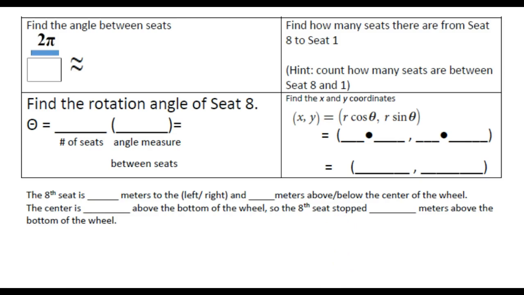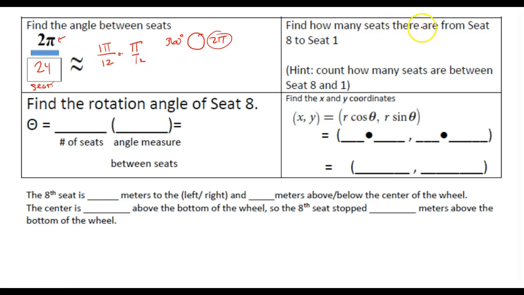So let's see. Well, remember, they want this in radians. So remember, a full revolution around a circle could either be 360 degrees or 2 pi, but they want this in radians, so we're going to use 2 pi. And how many seats are there? I think they said there were about 24 seats there. So let's work that out. What would that be? So if we reduce that, that would be 2 pi over 24, or pi over 12.